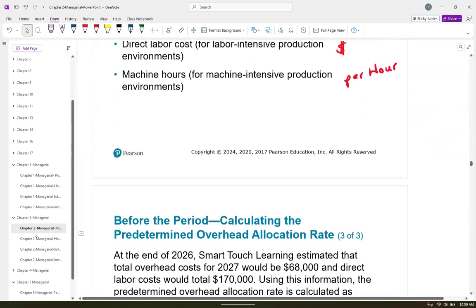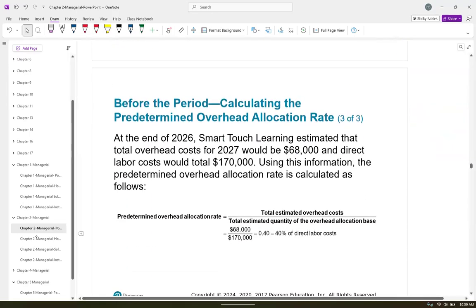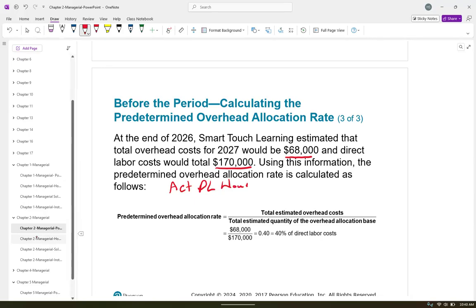All right, so here they give us an example. Smart Touch Learning estimated that total overhead cost would be 68,000. Direct labor cost would be 170,000. They didn't throw any other numbers in there to confuse us, but they could have thrown in what the actual direct labor hours were. You won't use that to calculate the estimate. Okay, just try to keep that. That's one tricky thing. Try to keep estimate over estimate.